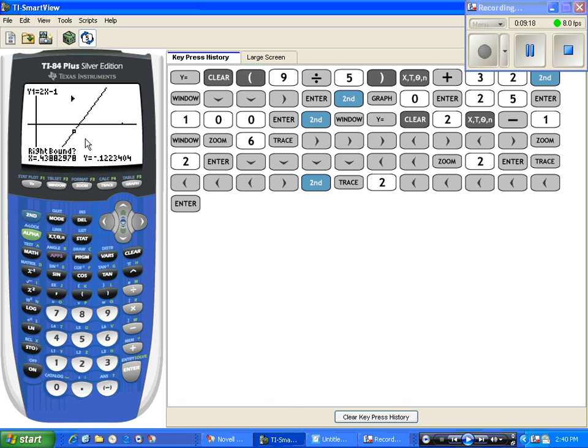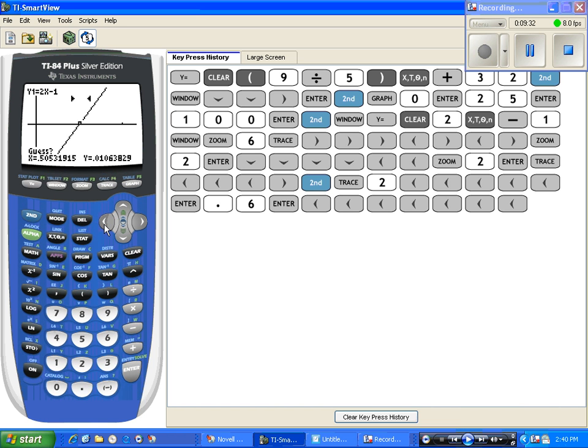or I could enter a number and say that my right bound is maybe 0.6. And then my guess for the x-intercept, again, I can either cursor over and hit enter, or I could have typed in a value. And then I wait a minute, and the calculator automatically zooms in to the value of x that makes y equal to 0.